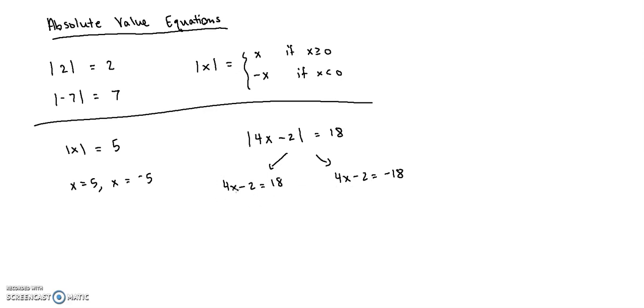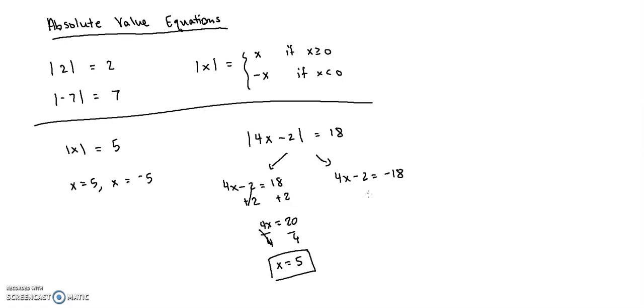So solving the left one, I want to get x by itself. So I'm going to add 2 to both sides. I get 4x equals 20. And then I want to do the opposite, so I'm going to divide by 4. And I'm going to get that x is equal to 5. And you should be able to come back up here and check in the original equation. 4 times 5 minus 2, that'd be 20 minus 2, and that is 18. Okay, so that one's a good solution.